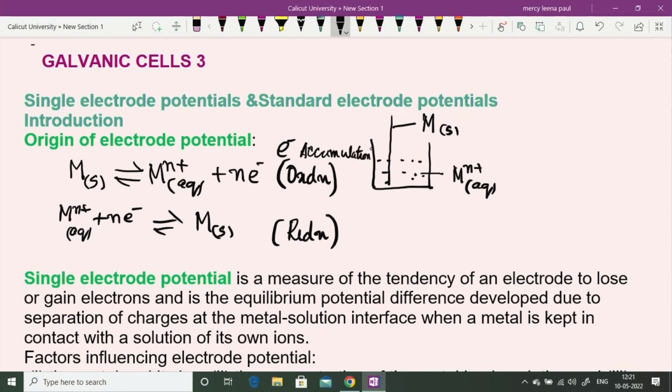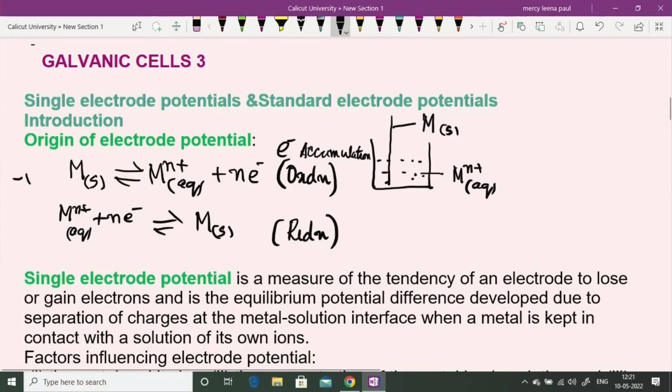When electrons accumulate, you know that the electrode becomes negatively charged. This is not connected with the anode or cathode. You can say there will be accumulation of electrons and therefore the polarity of the electrode will be negative. So, this will be with a negative polarity. But according to our convention, oxidation is taking place here, and therefore this is the condition when an electrode is an anode.